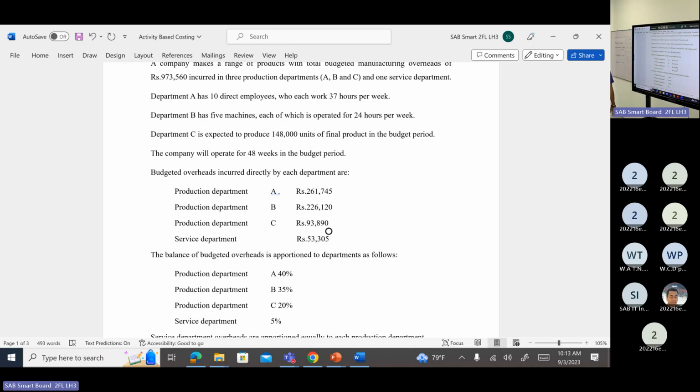You can have the absorption rate. Traditional overhead absorption.